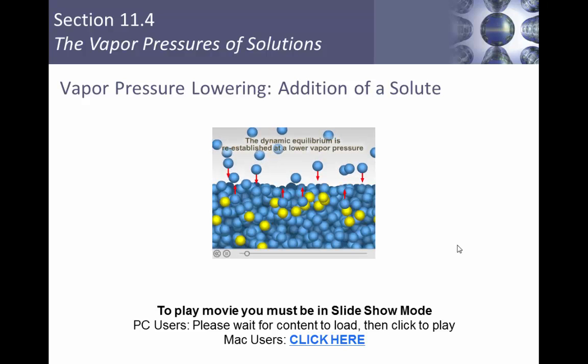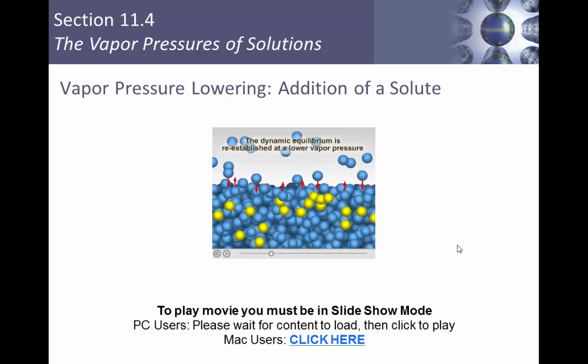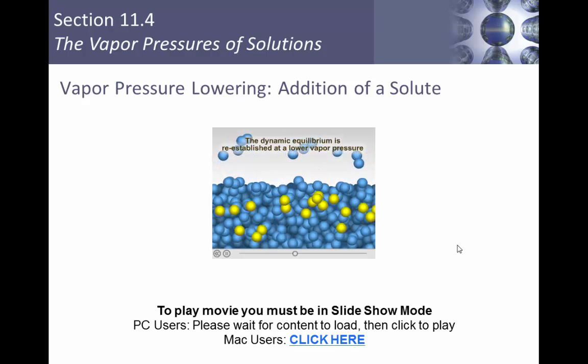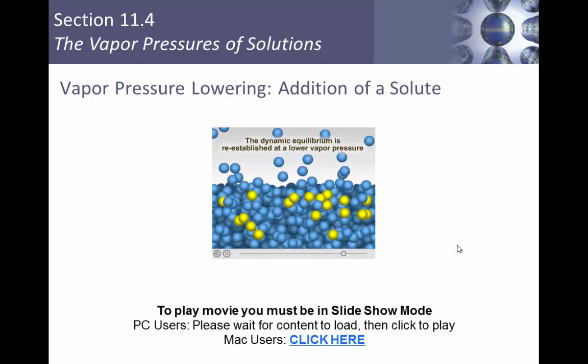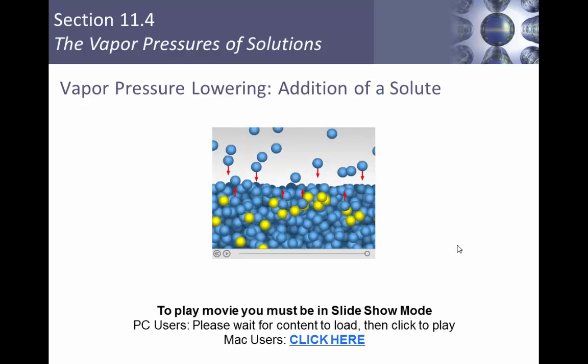The new liquid-solute interactions change the nature of the liquid phase. As a result, fewer molecules of liquid leave the surface to enter the vapor phase. The reduction in number of vapor molecules leads to a lower vapor pressure. A new dynamic equilibrium is established for the solution at a vapor pressure lower than that of the pure liquid.